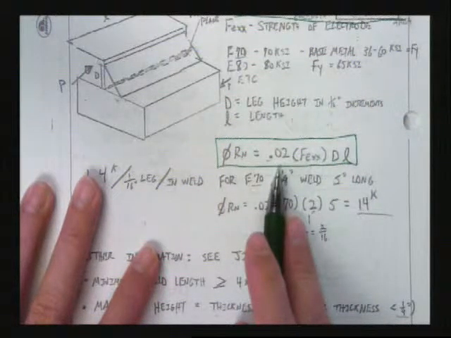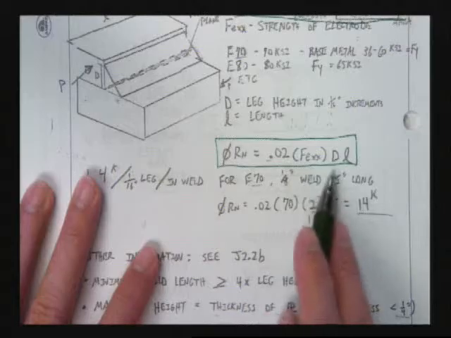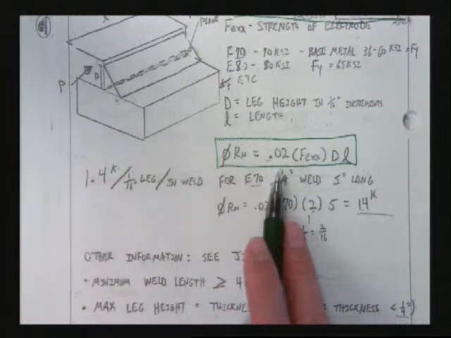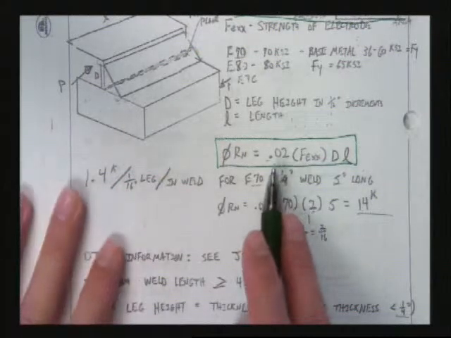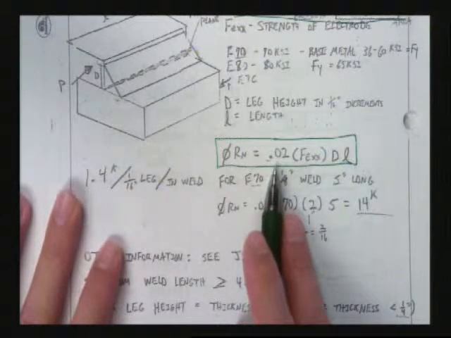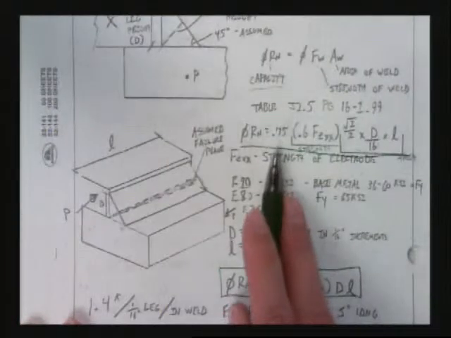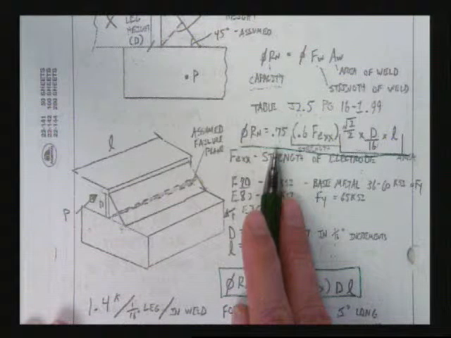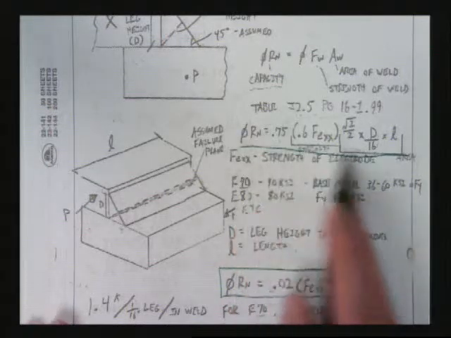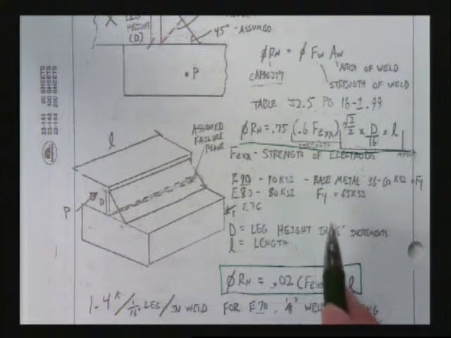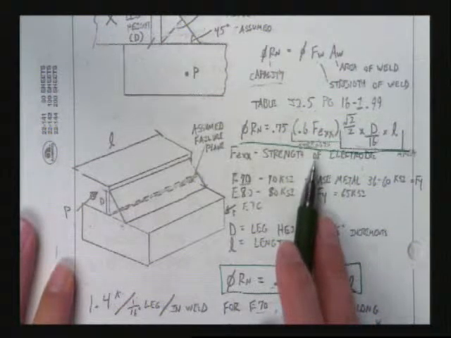0.02 times FEXX times D times L. Now, people will sometimes look at this equation and they'll get confused. They'll say, hey, there's no phi factor in it. I need a phi factor. No, the phi factor's there. Remember, it came from this equation. We've simplified it. We've multiplied all of these constants together. And for an equal leg length weld, this is the way to design it.